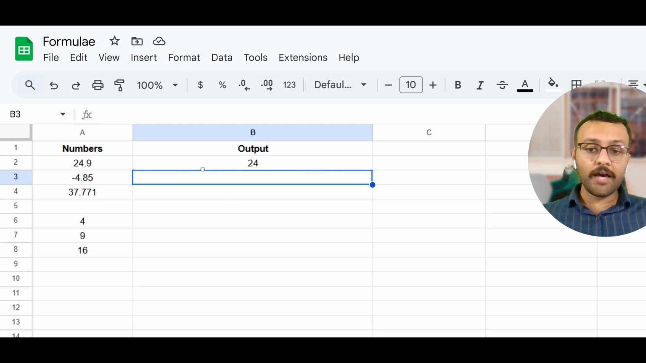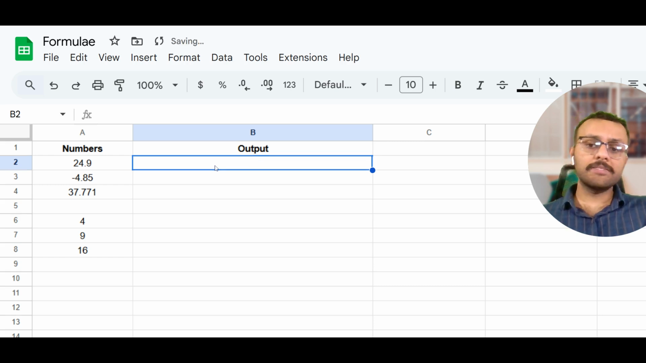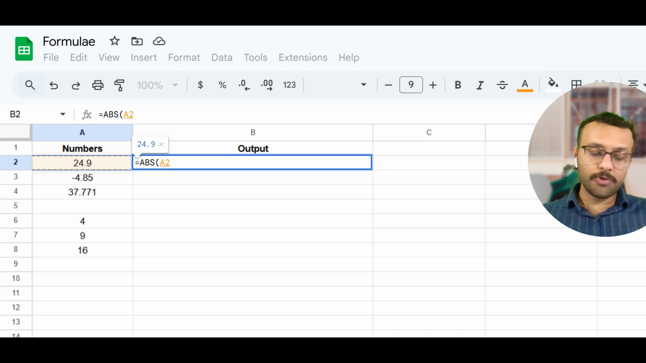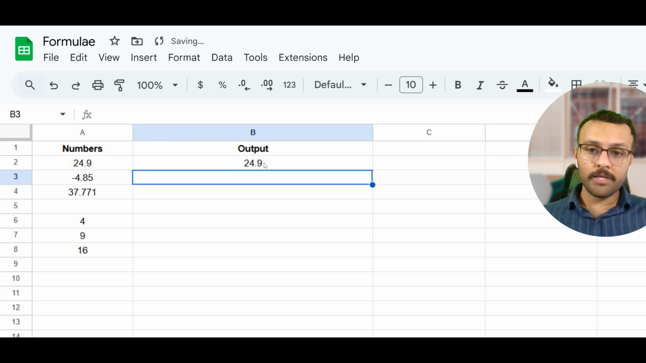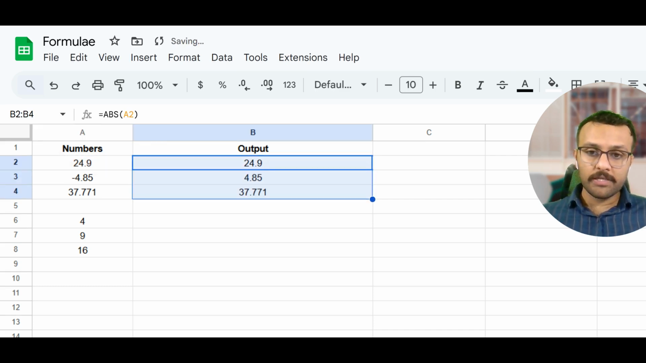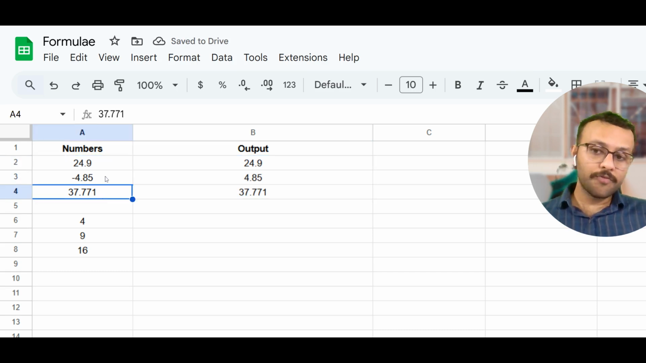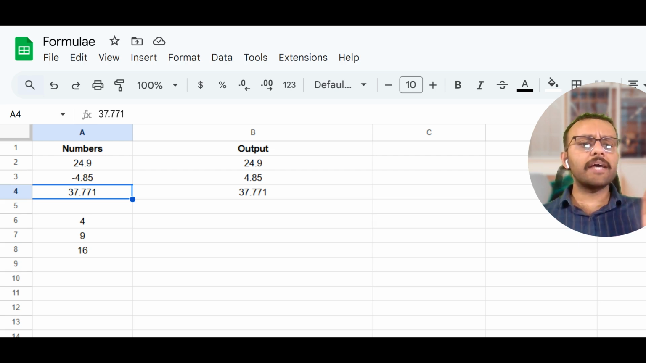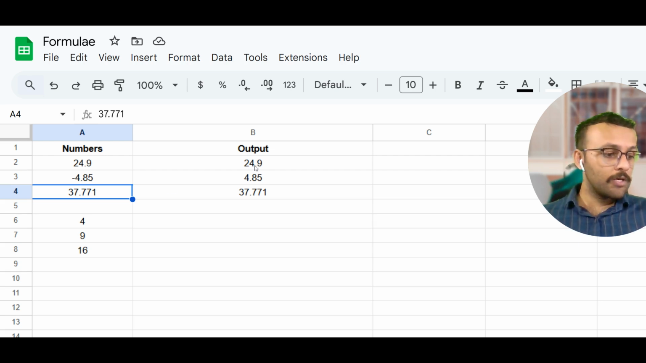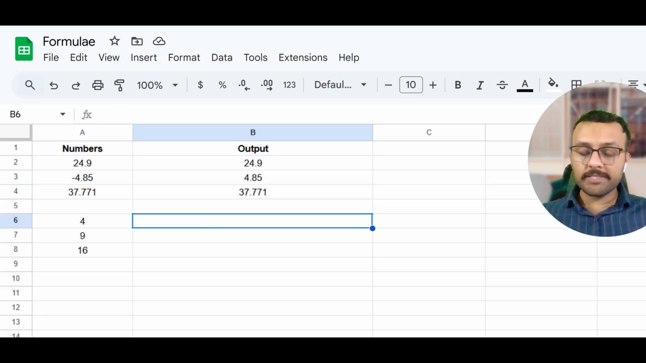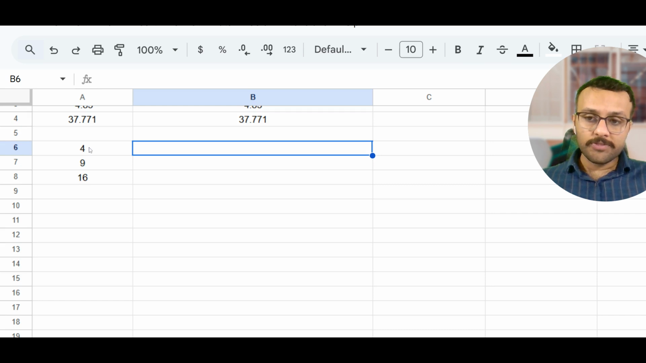Okay, after that we have something called absolute. What does that do? That basically converts all the negative numbers to positive ones and keeps the positive ones as they are. So if I apply absolute, that's what we call the absolute value of a number. And if I apply it to all of these, then you can see 24.9 and 37.7 remain the same, but minus 4.5 became plus 4.5. It is as good as multiplying it by minus 1.